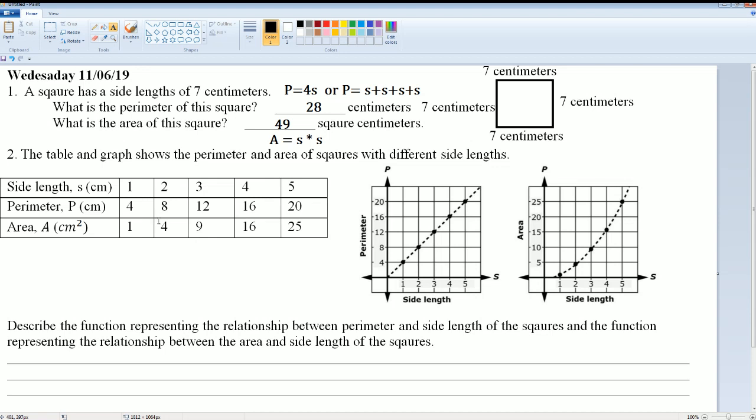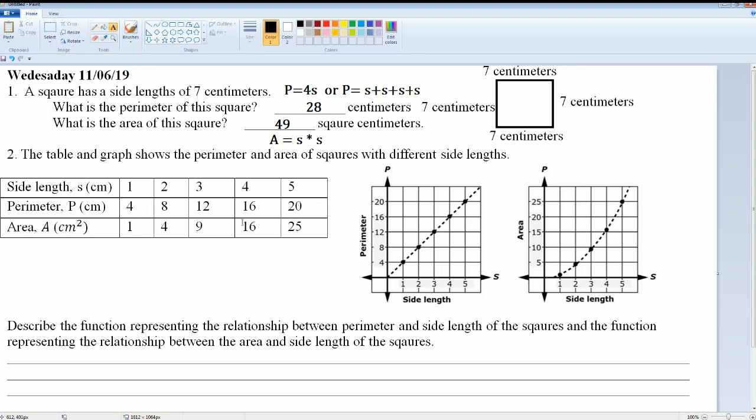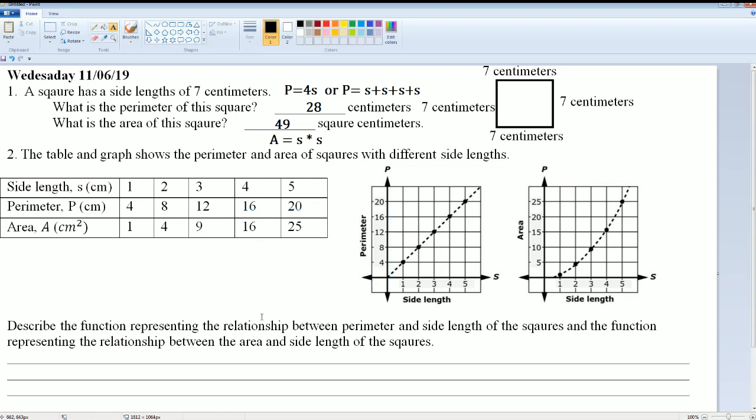Okay. Next, the table on the graph shows the perimeter and area of a square with different side lengths. So here are their different sides: 1, 2, 3, 4, and 5. Here's the perimeter and here's the area. Alright, describe the function representing the relationship between the perimeter and the side. Very easy. We can just look at the deltas. Okay. Let's see how it's changing.